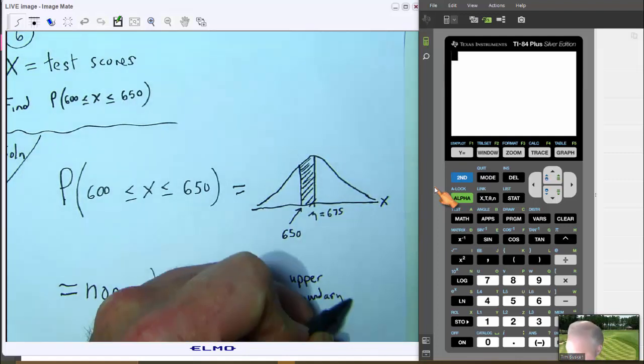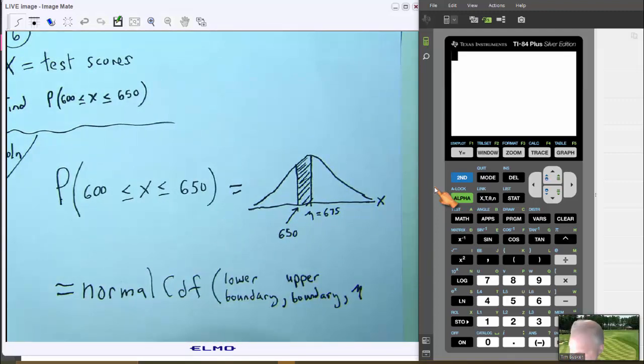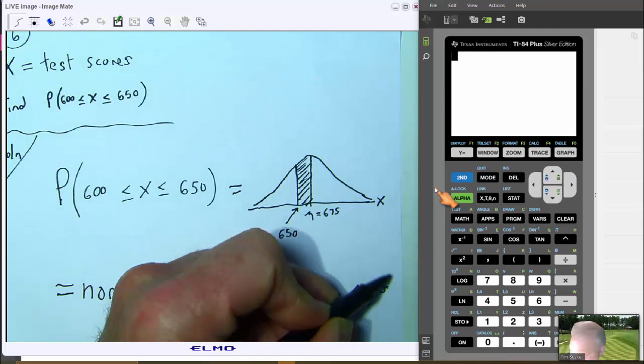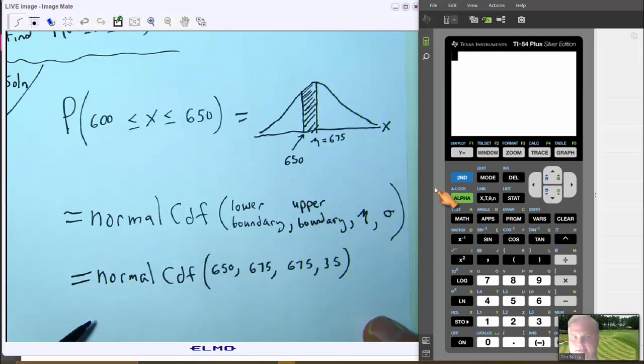You also have to tell the calculator where the normal curve is centered, so you have to give it a value of mu, and you also have to tell it what the standard deviation is. One question I usually get here is, do they always tell you what the mean and the standard deviation are if it's a probability question related to a normally distributed random variable? The answer is yes. They have to give you some way of finding out what the mean and standard deviation are. So we're going to access the normal CDF command and enter in these four numbers.